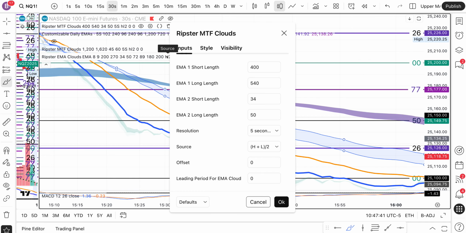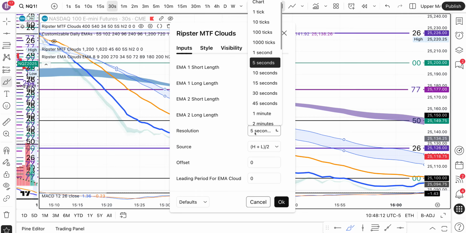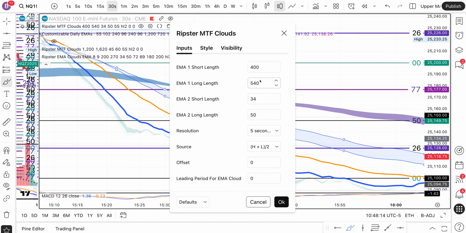On a 5 second chart, there are 12 times 5, so 60 periods in a 5 minute candle. So the 5 minute 8 would be 400, and the 5 minute 9 is 540 on a 5 second chart. So your resolution is 5 seconds. Just use 400 and 540, and that represents the 5 minute 8 and the 5 minute 9.